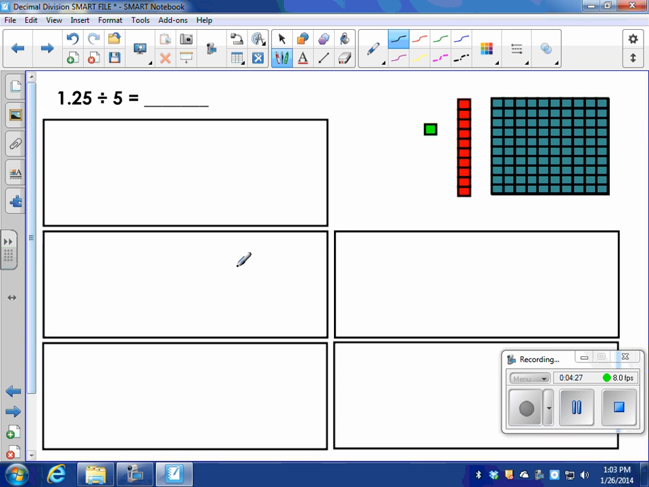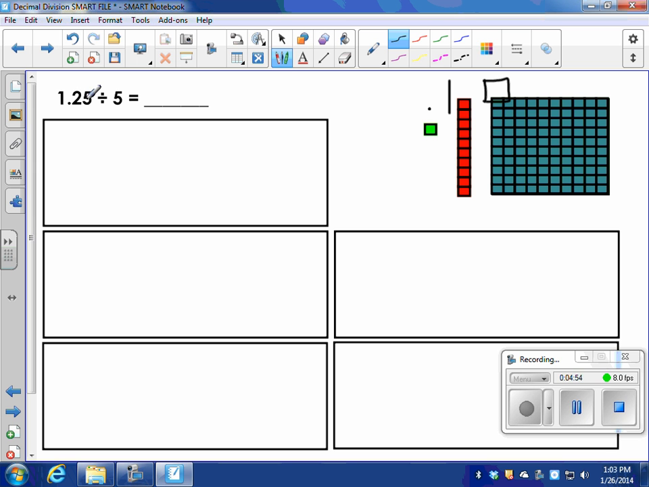Now, most of the time, you're not going to have this fancy model here where you can just grab and drag. You can just use the same strategy using pencil and paper also. So you can represent hundredths with a dot or a circle. You can represent longs or tenths with a line. And you can represent your wholes using a square.